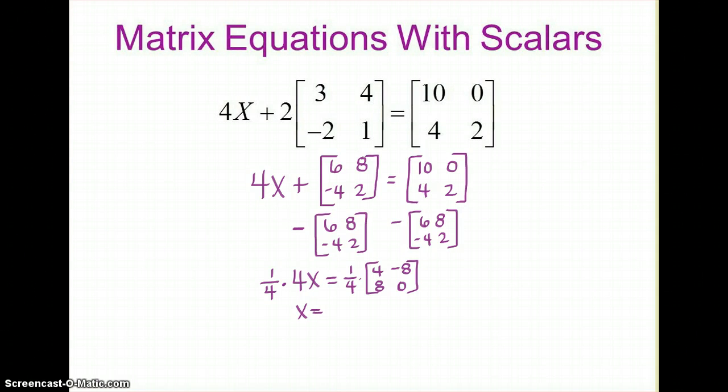So x equals, and when I multiply that matrix by that constant, 1/4, 1/4 times 4 is 1. 1/4 times -8 is -2. 1/4 times 8 is +2. And 1/4 times 0 is 0. So my final answer is the matrix 1, -2, 2, and 0.